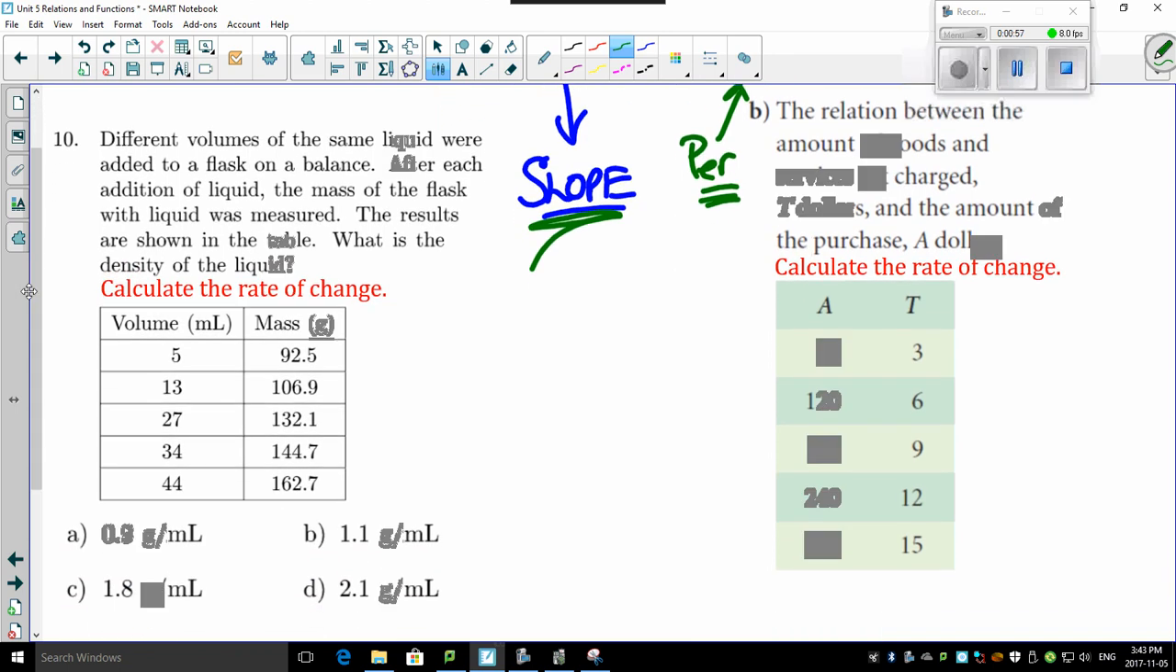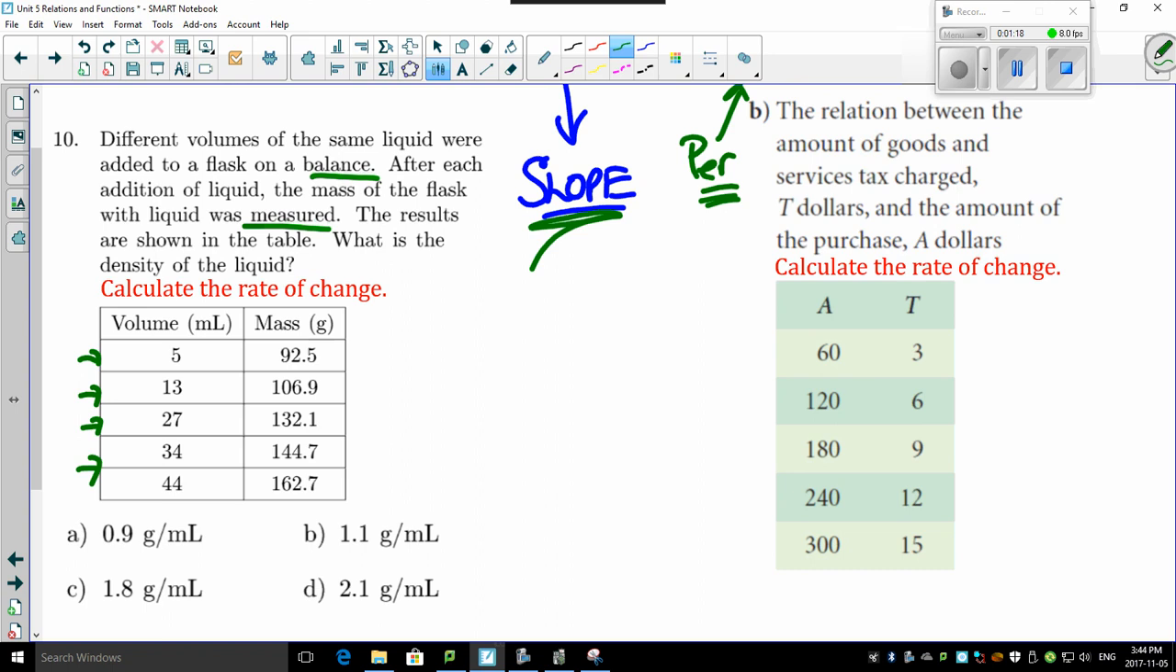This is a former exam question. It says different volumes of the same liquid were added to a flask on a balance. After each addition of liquid, the mass of the flask was measured. The results are shown in the table. If you think about this, here's the volume of the liquid, all the different volumes. Here is the mass. Here, here, here, here, and here.